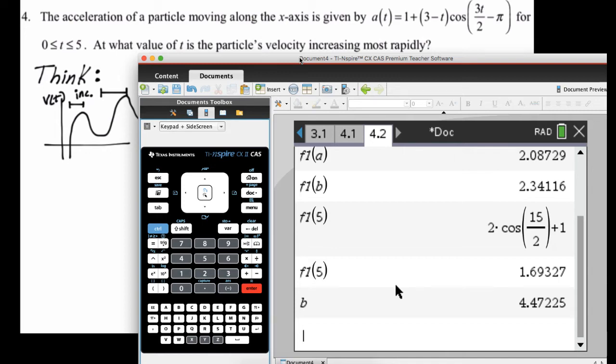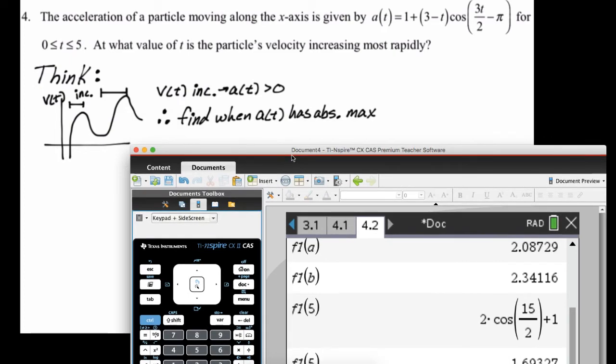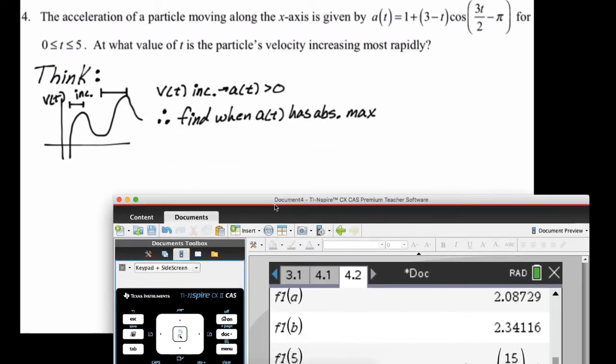4.472 is when the velocity is increasing most rapidly. So it's increasing and it has the biggest value. All right, so A of t has an absolute max. I don't really know why I'm going through the trouble of writing out a good final explanation. I guess you should always practice as if this might be an open-ended question. All right, we get that. Next question.